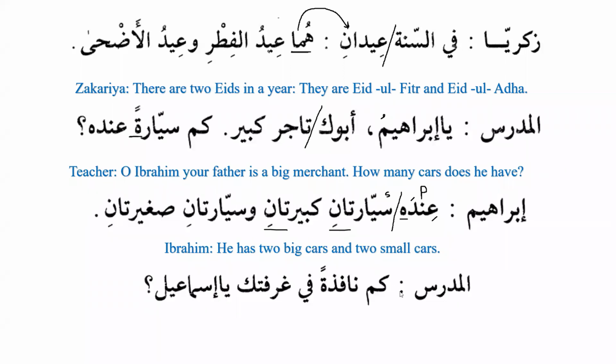Al-Mudarrisu, the teacher, kam nafidatan fi ghurfatika ya Ismailu. How many windows are there in your room, O Ismail? So again, after kam, we can see that the noun is mansub. It is singular and it is indefinite. Kam nafidatan fi ghurfatika ya Ismailu. How many windows are there in your room, O Ismail?